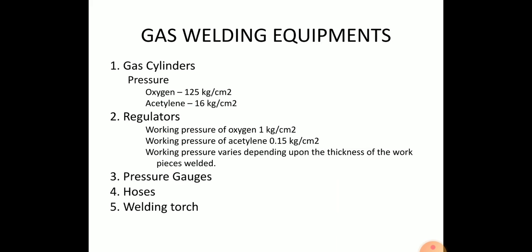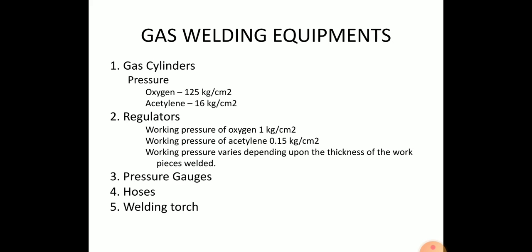Then is gas welding equipment. There are mainly these equipment. First one is the gas cylinder. Pressure of oxygen is 1 to 5 kg per centimeter square. Acetylene is 16 kg per centimeter square. Regulator: the working pressure of oxygen is 1 kg per centimeter square. Working pressure of acetylene is 0.15 kg per centimeter square. Working pressure varies depending upon the thickness of the workpiece to be welded. Then the third is the pressure gauge, hoses and welding torch.